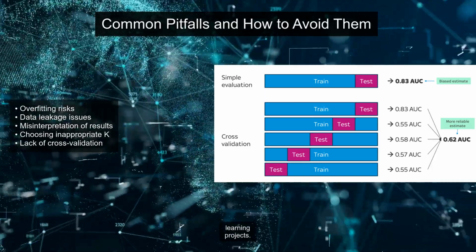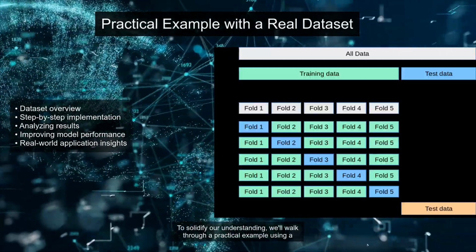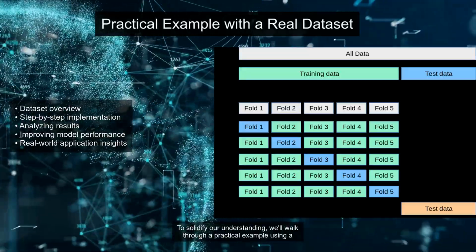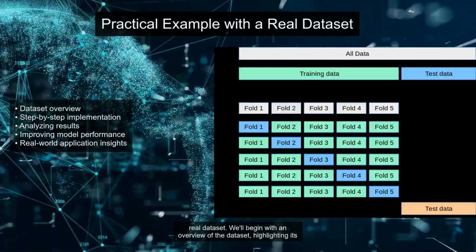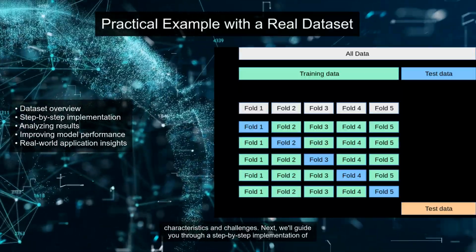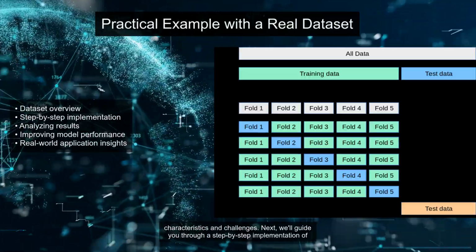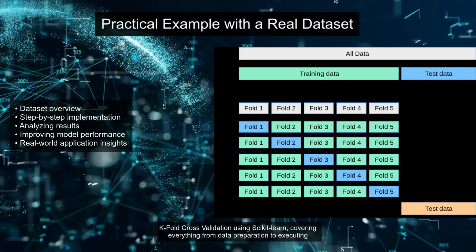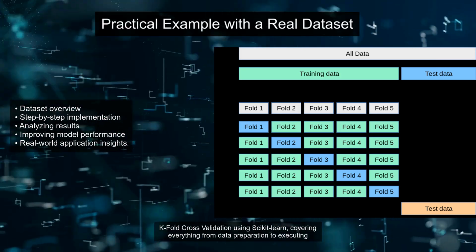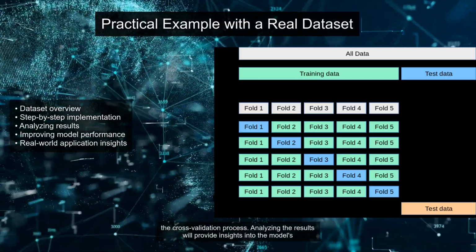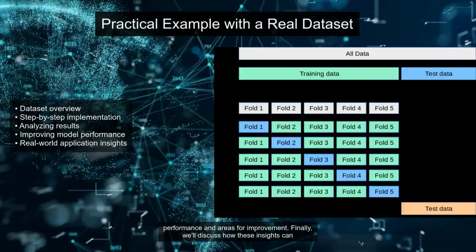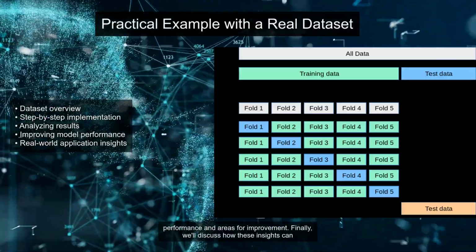To solidify our understanding, we'll walk through a practical example using a real dataset. We'll begin with an overview of the dataset, highlighting its characteristics and challenges. Next, we'll guide you through a step-by-step implementation of k-fold cross-validation using Scikit-learn, covering everything from data preparation to executing the cross-validation process. Analyzing the results will provide insights into the model's performance and areas for improvement.